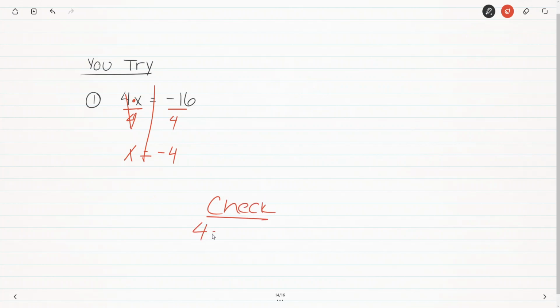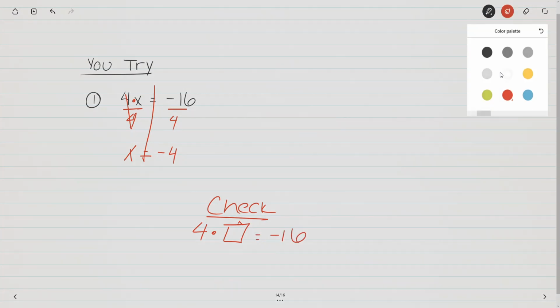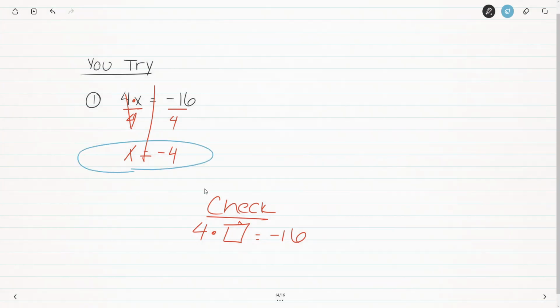So I have 4 times blank for x is equal to negative 16. I'm going to plug in what I got. I said x equals negative 4, so I should be able to plug that into this box. 4 times negative 4 gives me negative 16, so I know I got it right.